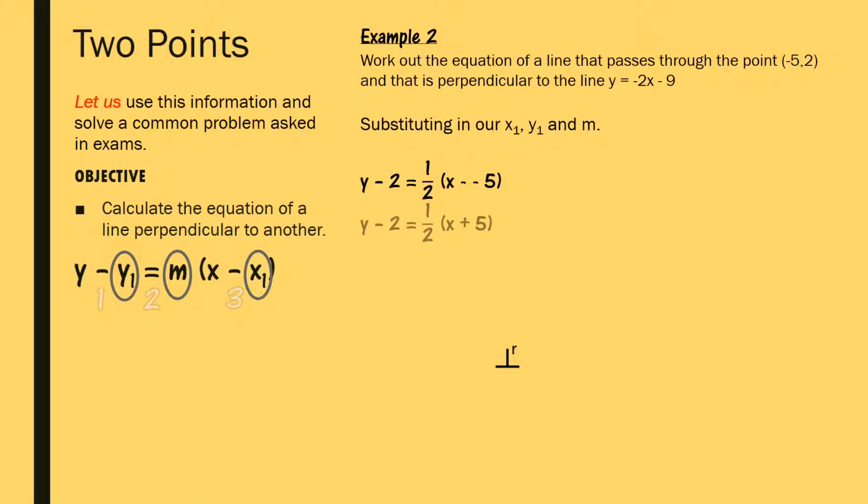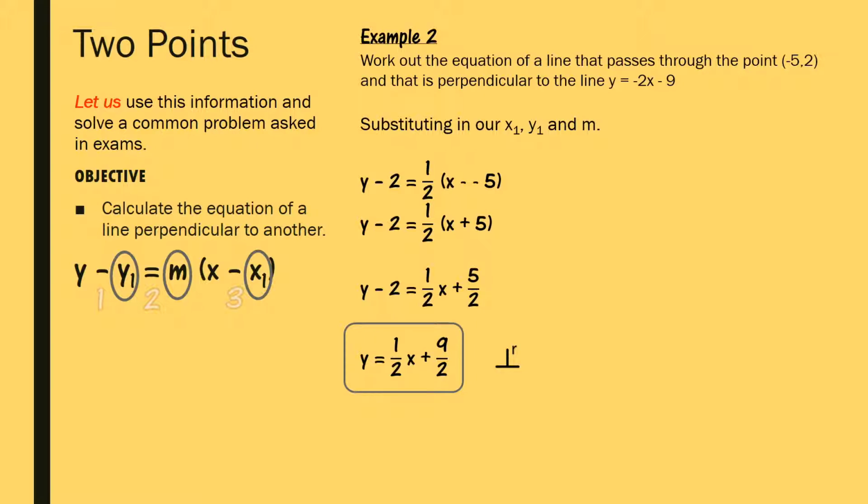We'll simplify our brackets first, but the minus 5 becomes plus 5, and then multiply out. So we get y minus 2 equals a half times x is a half x, and then a half times 5 is 5 over 2, or 5 halves if you want. Last thing we're going to do is move the minus 2 over to the far side, so it becomes a plus 2. That will give us y equals a half x plus 9 over 2.